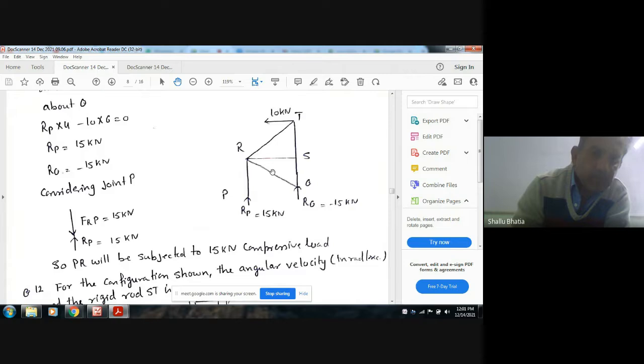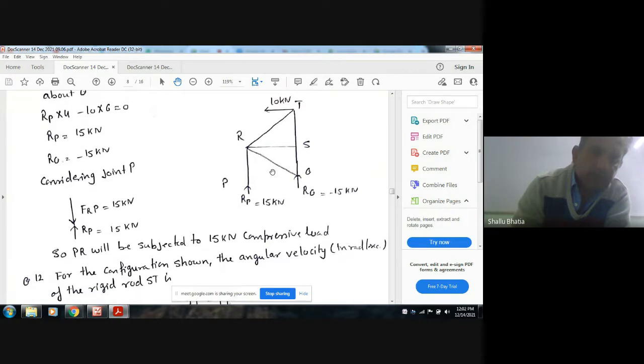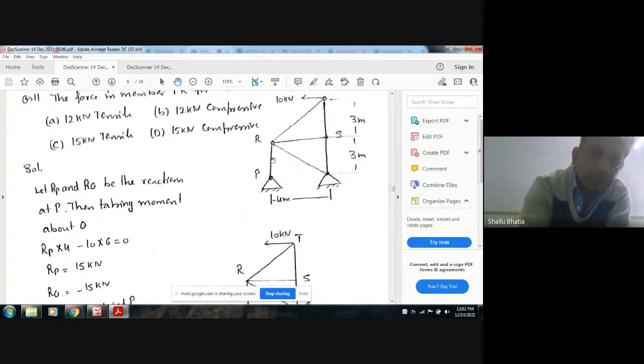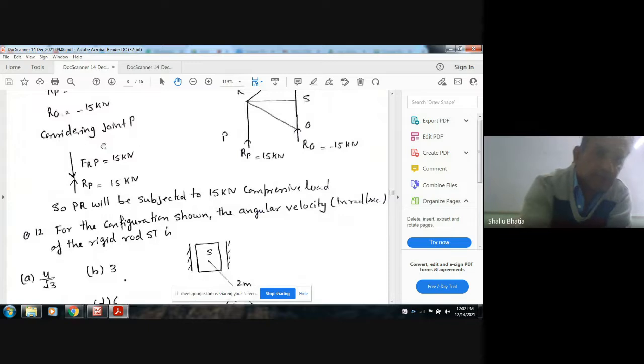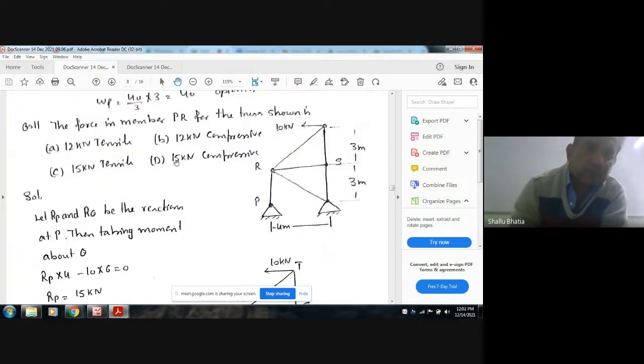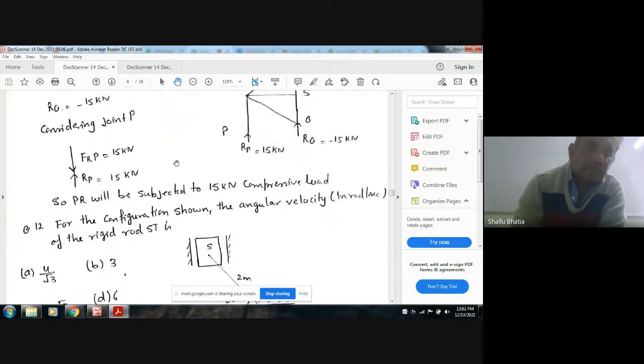Okay, so the force in the member will be in the downward direction, so it will be compressive. So the answer is 15 kilonewton compressive. This is the force in member RP. The downward reaction is upward. So the answer is 15 kilonewton compressive. Okay, next.